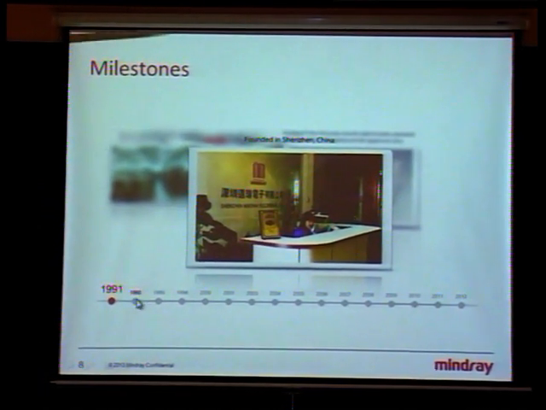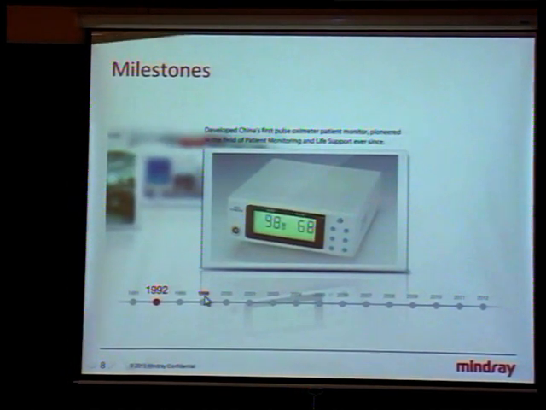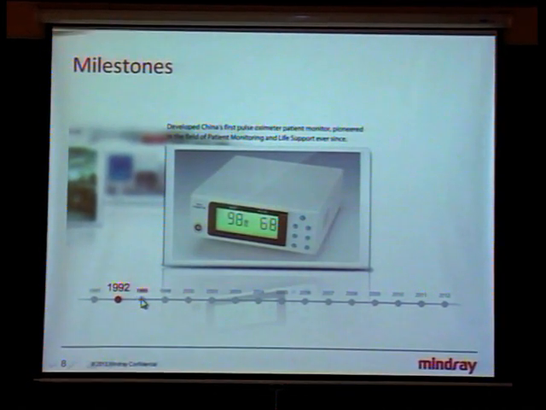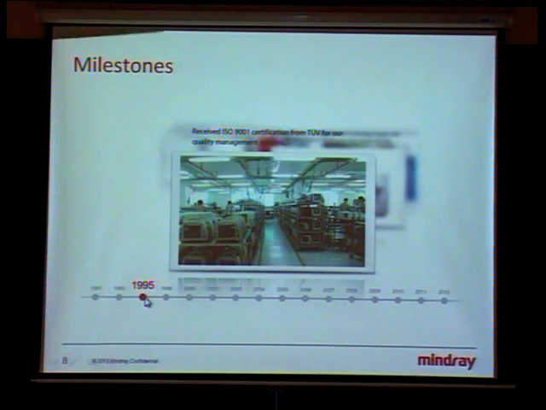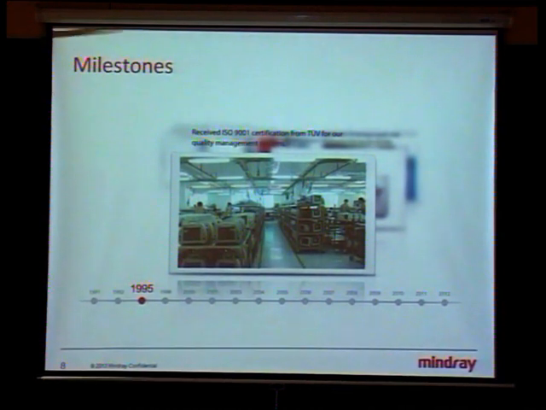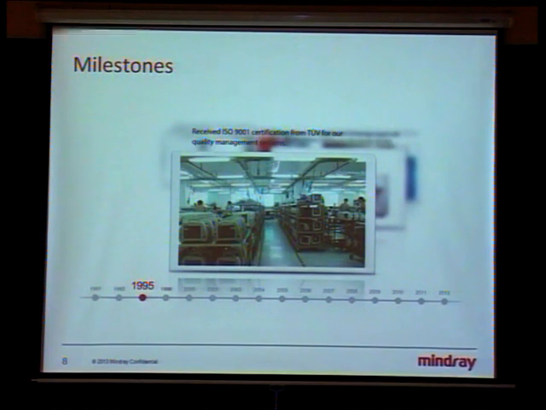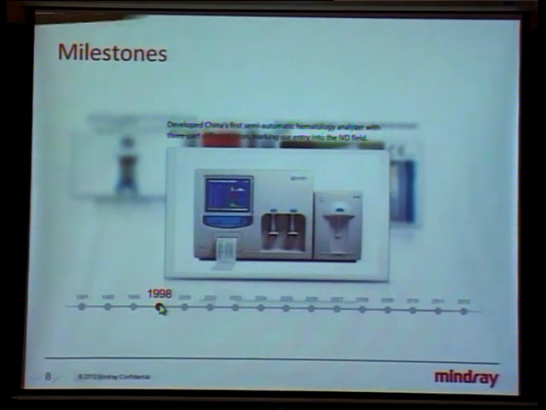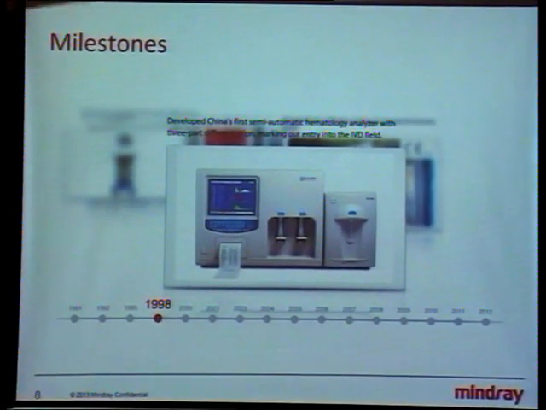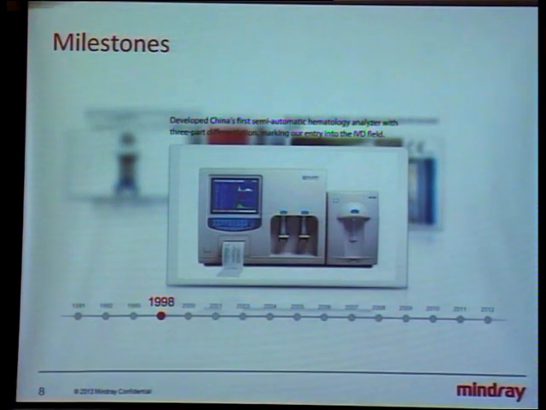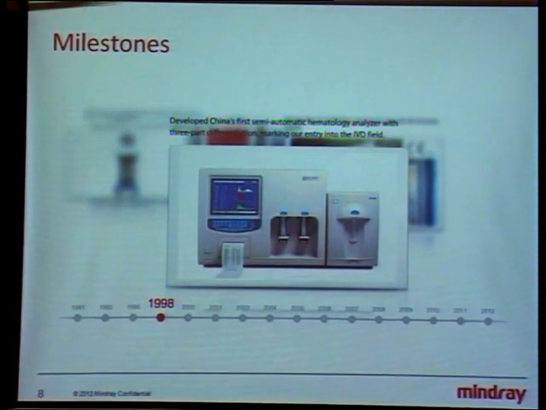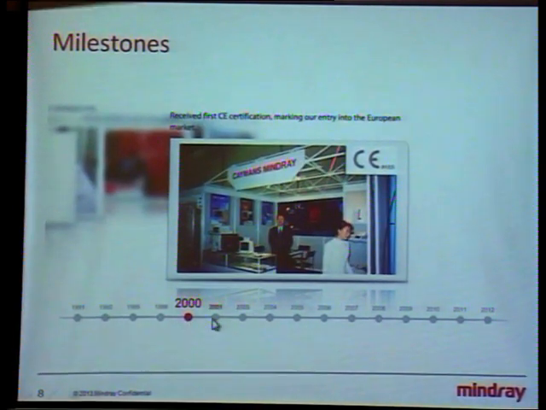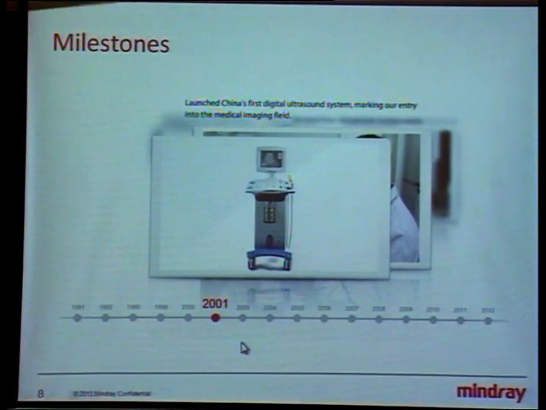This is our first office in '99. You can see here. This is where we developed the first pulse oximeter in 1992. In 1995 we received our first ISO 9001 certification. We developed the first semi-automatic analyzer for in vitro diagnostic in 1998. So this is again some of the milestones.